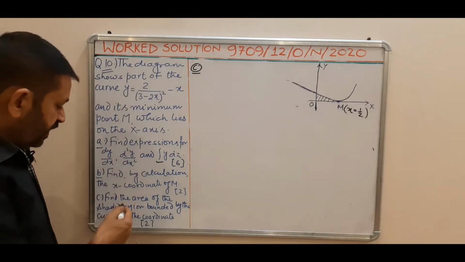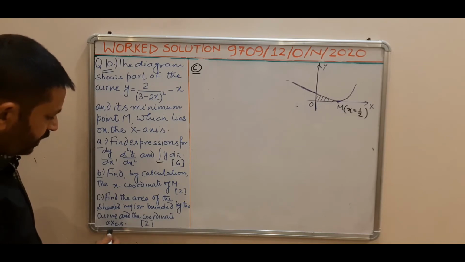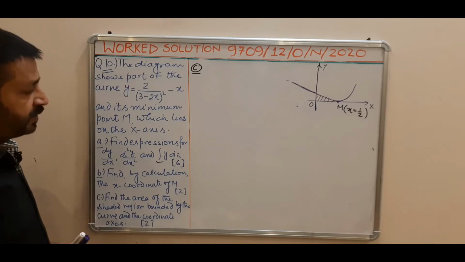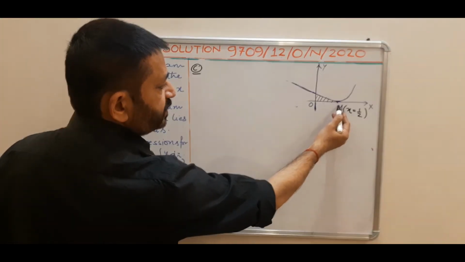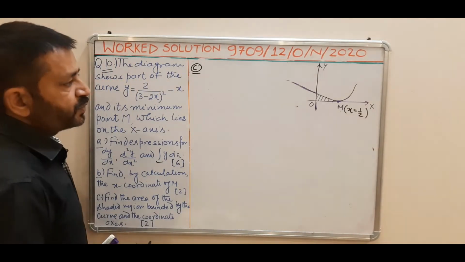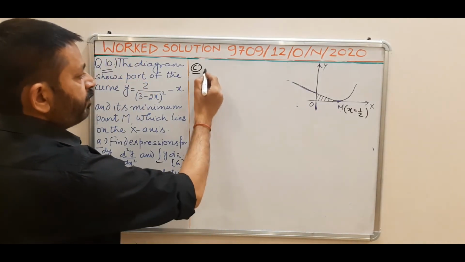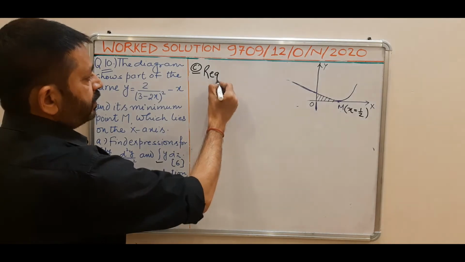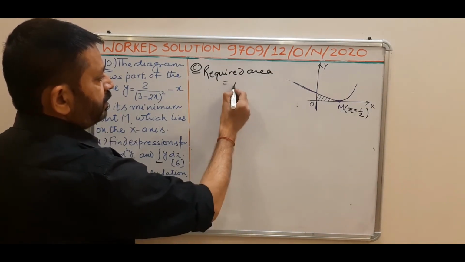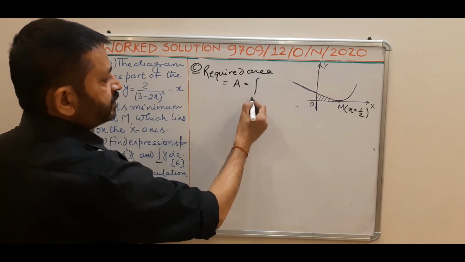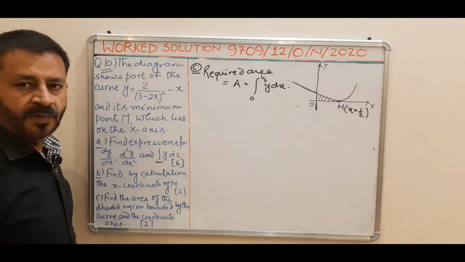Question number 10, C part. Find the area of the shaded region bounded by the curve and the coordinate axis. This question carries 2 marks. So we've already found that the x coordinate for this minimum point M is 1 by 2. So the shaded area is from 0 to half. So the required area A is equals to the integral from 0 to half of y dx. So this is required.